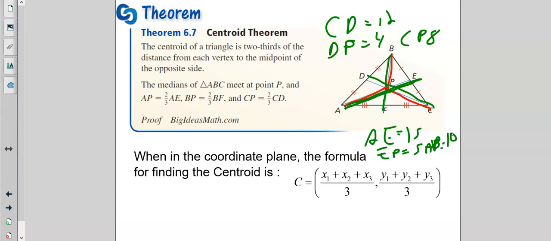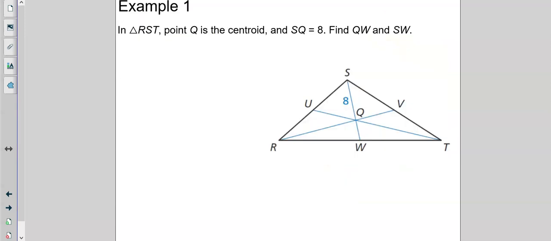All right. Now, in the coordinate plane, the formula for the centroid is kind of like the midpoint. If you remember the midpoint, we added x and divided by 2. Well, now we're adding all the x's and dividing by 3. And we're adding all the y's and dividing by 3. So same concept as the midpoint. We're just going to a third line because it's a triangle.